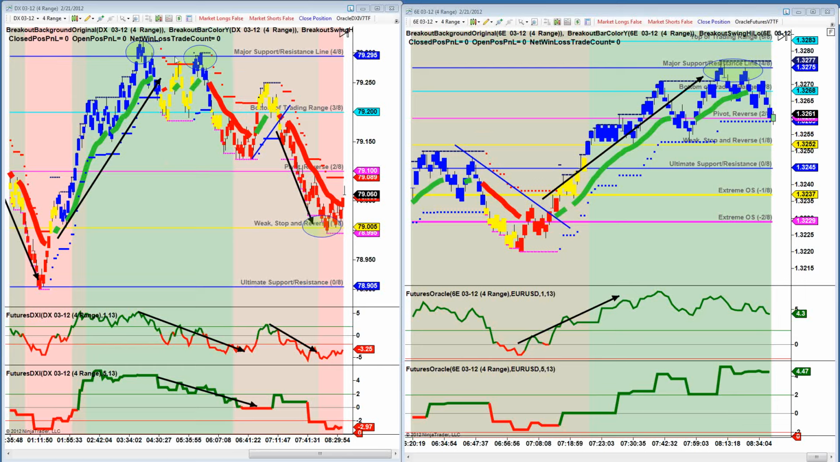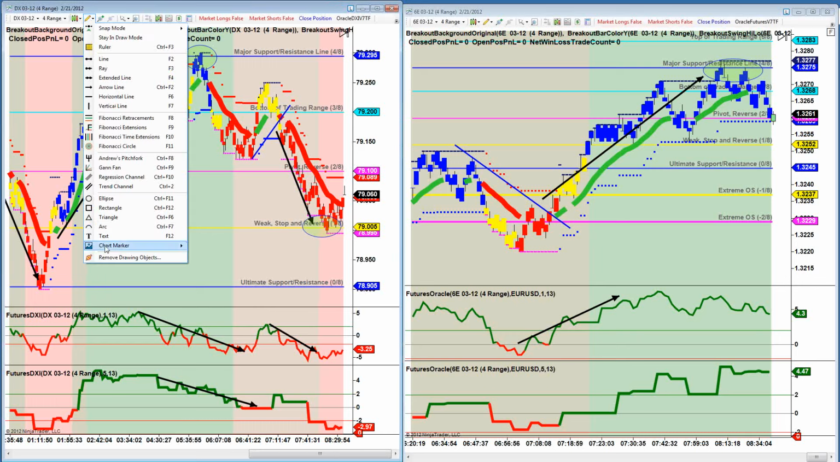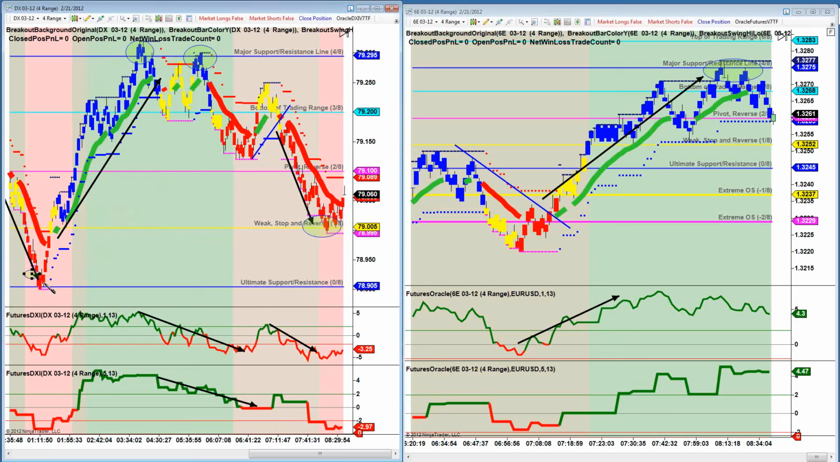For instance, in this double top on the dollar, you can see that it was pretty close, within a few ticks of the major support resistance 4/8 pivot here, 29 and change. See it? Likewise down here, for instance. I mean, they're not always spot on with respect to support and resistance, but normally they're pretty close.